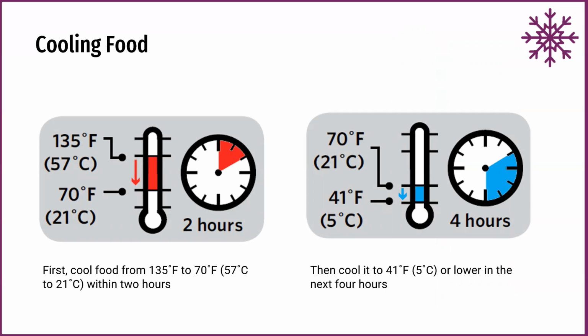Keeping constant refrigerator temperatures at 40 degrees or below and your freezer at 0 degrees is one of the most effective ways to reduce risk of foodborne illness. So you first want to cool down food from 135 to 70 degrees within the first 2 hours, and then from 70 degrees to 41 degrees or lower in the next 4 hours.